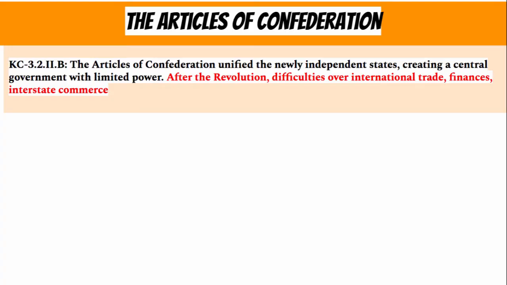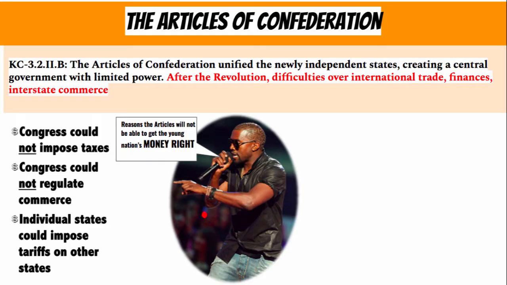For example, under the Articles of Confederation, the country could not get its money right. Wait till I get my money right. Now, there are a lot of reasons why. They could not impose taxes, they could not regulate trade, as I mentioned, and individual states could impose tariffs on other states. So under the Articles of Confederation, the young nation couldn't get its money right.